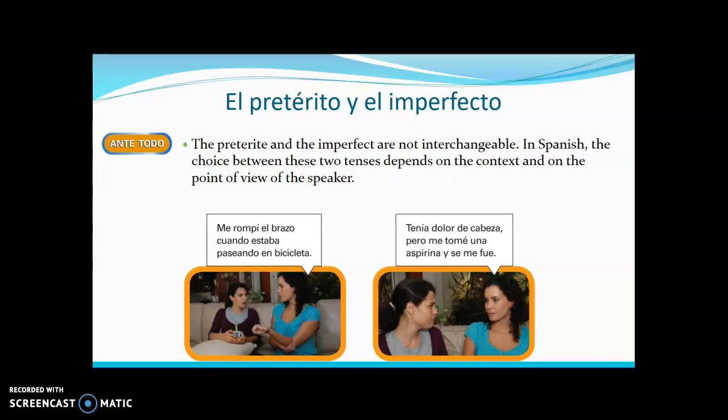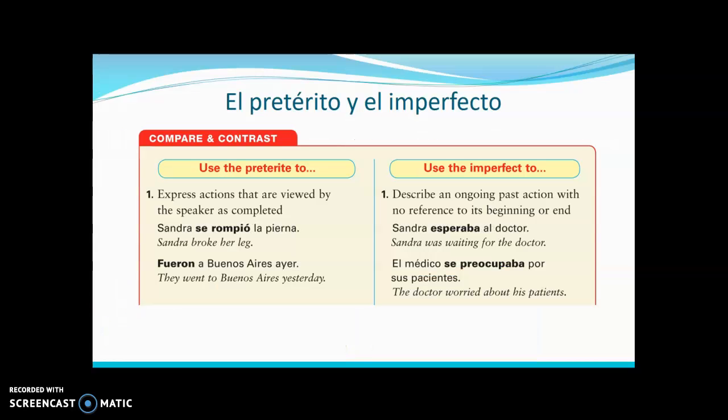And we have then tenía dolor de cabeza. Okay. Then we have actions that kind of interrupted these ongoing actions. Me rompí el brazo, me tomé una aspirina, se me fue. So, first comparison and contrast.